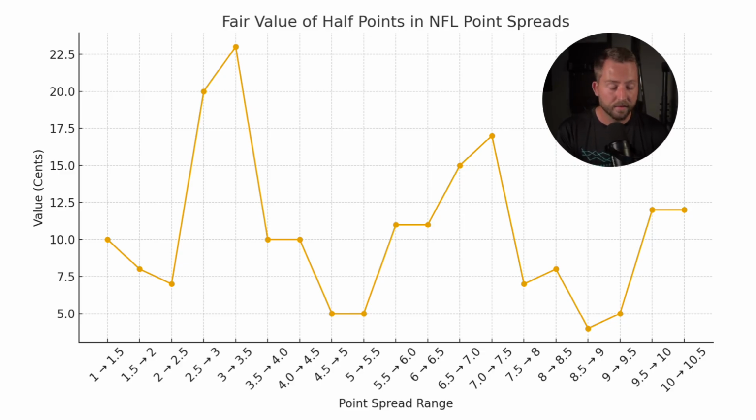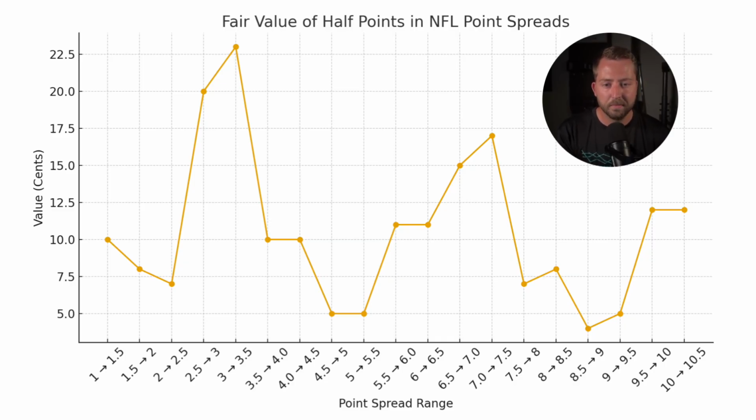Then the most important number is moving from 3 to 3.5. Obviously, around that field goal range, it's worth 23 cents of fair value. The next spike we get up here is, you guessed it, in that 7 range. Obviously, touchdowns and field goals are the most common scoring method in the NFL, so key numbers are correlated to touchdown and field goal points. So right here we see a move from 6.5 to 7 is worth about 15 cents of fair value. And then from 7 to 7.5 is about 16 cents of fair value.